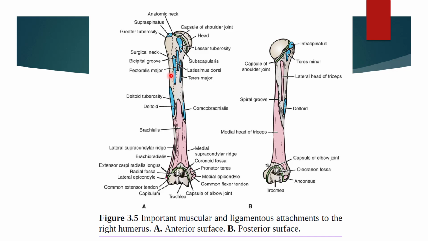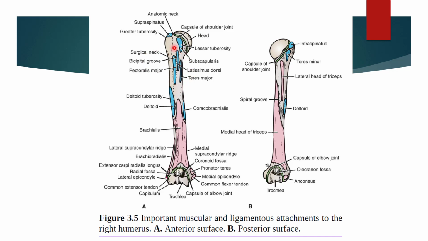Now there are some muscles which are attached to the upper end, the lower end, and the shaft of the humerus. First of all, subscapularis is attached to the lesser tubercle. See here, this is the subscapularis muscle. Then on the greater tubercle, there are three muscles attached. One is supraspinatus, which is attached to the upper impression, then infraspinatus, which is attached to the middle impression, and the teres minor muscle, which is attached to the lower or inferior impression on the greater tubercle. So three muscles are attached to the greater tubercle: supraspinatus, infraspinatus, and teres minor.